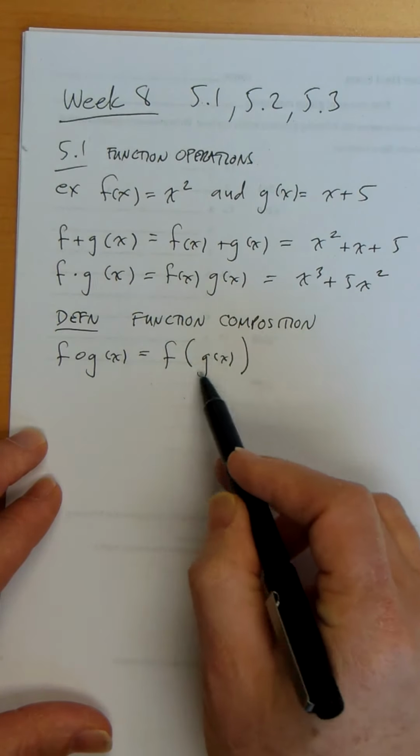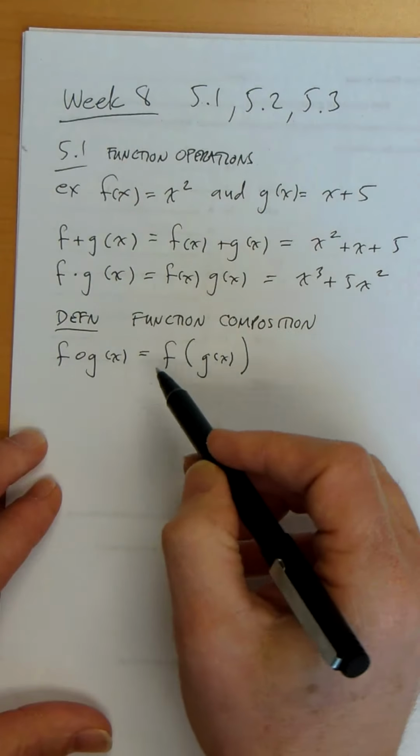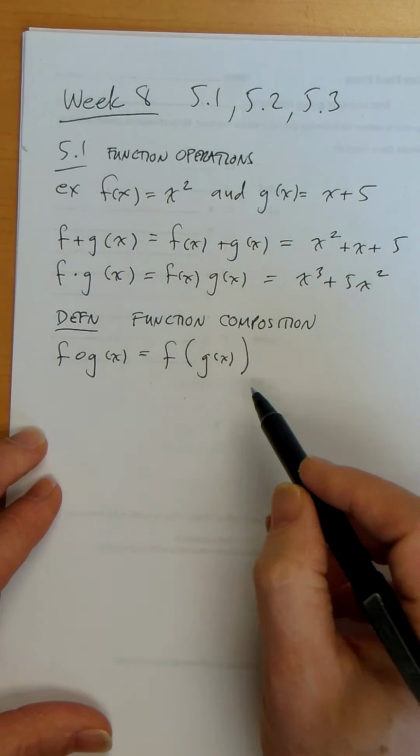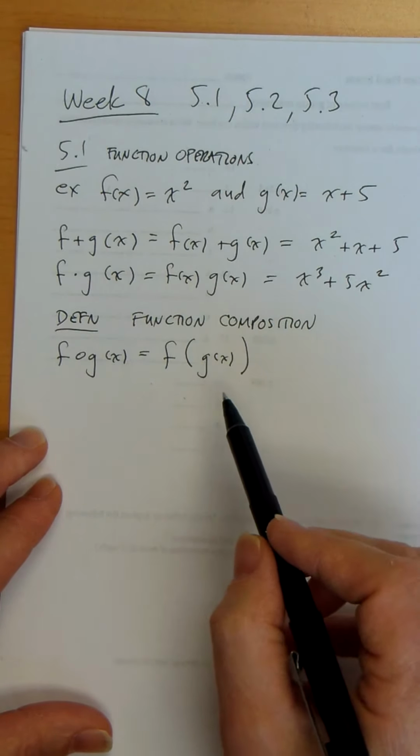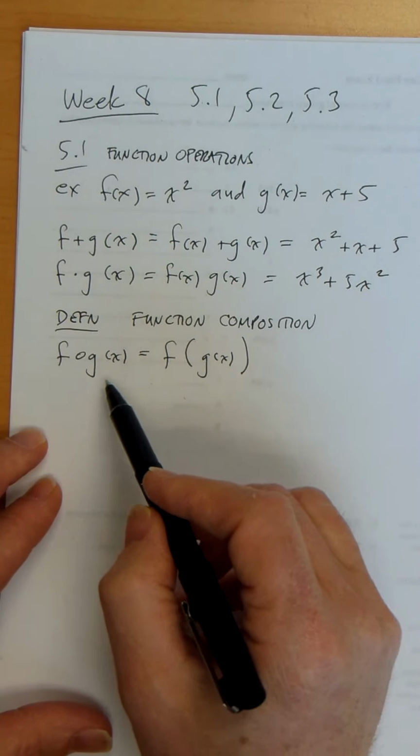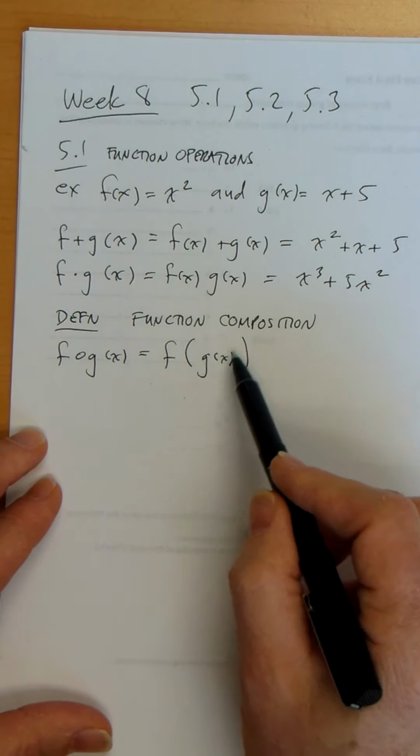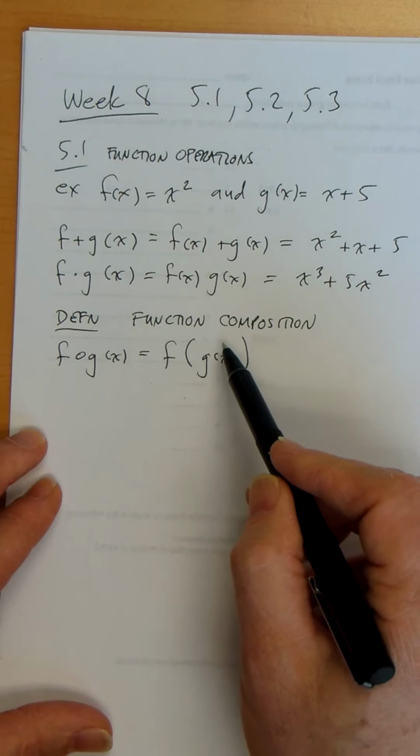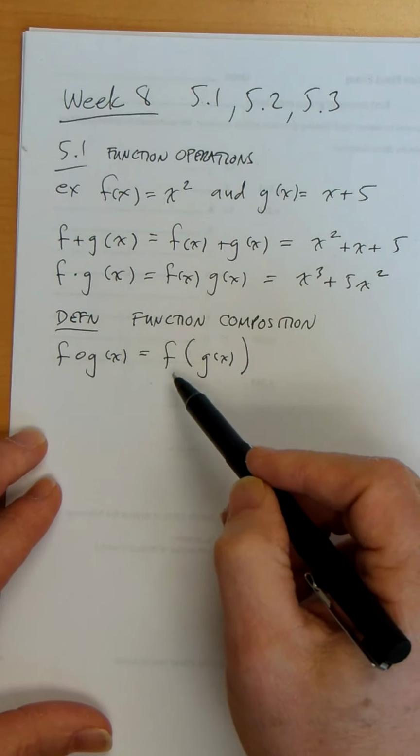So one function, g of x, is actually the input for f of x. And in effect, what this always means is you put an input into this composition, and first you do g of x, and then you take the result of that and input that into f.